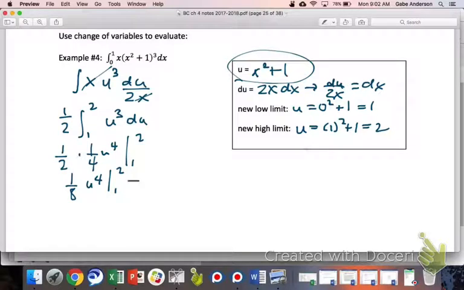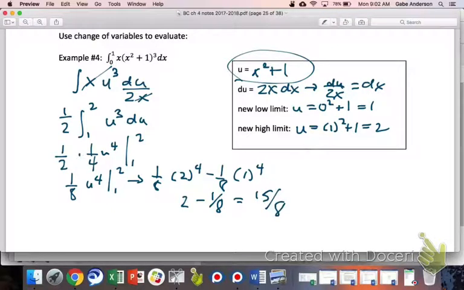Okay, so to finish this off, it would be 1/8 times 2 to the 4th minus 1/8 times 1 to the 4th. So let's see here. 2 to the 4th is 16, over 8 is 2. I got 2 minus 1/8. So I'm coming up with 15/8. You guys agree with that? 1 and 7/8 if you are of the mixed number persuasion, which please don't be. Just leave it as 15/8.